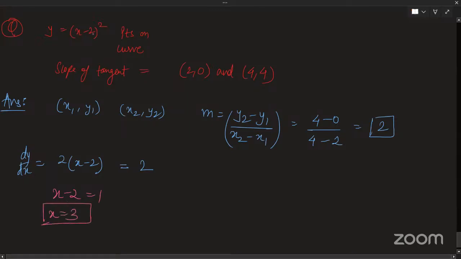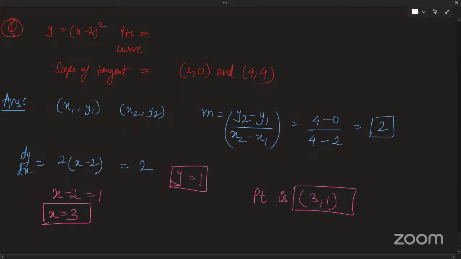Yes, sir. So if x is 3, can you tell me the value of y? Y is 1. So the point on this curve is 3, comma 1. At 3, comma 1, the slope of the tangent of the curve will be equal to what they expect. Right, everyone?